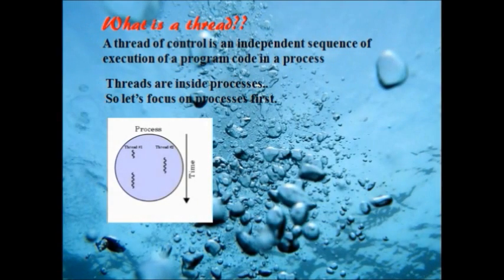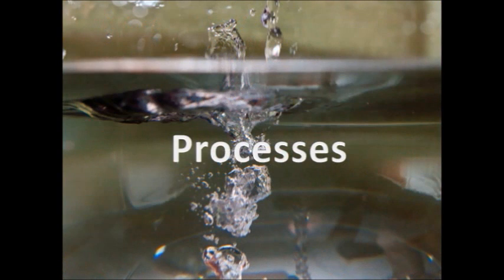What is a thread? A thread of control is an independent sequence of execution of a program code in a process. Threads are inside processes, so let's focus on processes first. Processes.